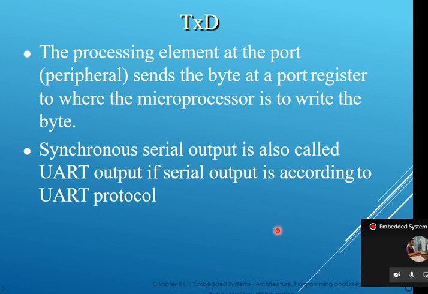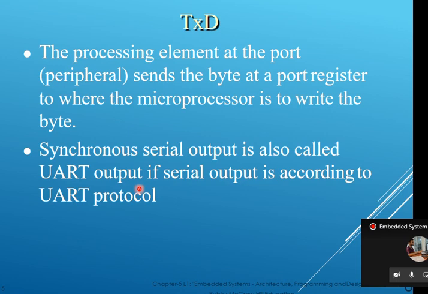I showed one protocol, right? If you are sending using that protocol, it is called UART output, for transmission purposes. If I am receiving data using that protocol, it represents UART input. That is the difference between UART output and UART input. Don't forget, UART stands for Universal Asynchronous Receiver Transmitter. This is the protocol used for communication when transmitting in an asynchronous manner.